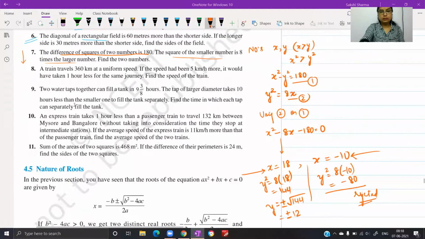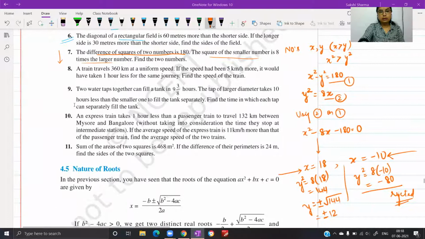Question number 8 and 8th, 9th, 10th. These are similar to the ones we did in a previous chapter, pair of linear equations and two variables, similar to those. 8th question, a train travels 360 kilometers at a uniform speed. If the speed had been 5 kilometers per hour more, it would have taken 1 hour less for the same journey. Find the speed of the train.